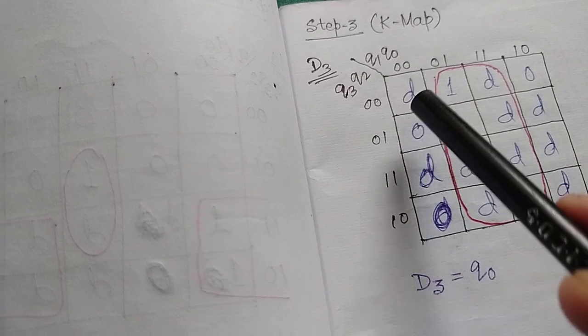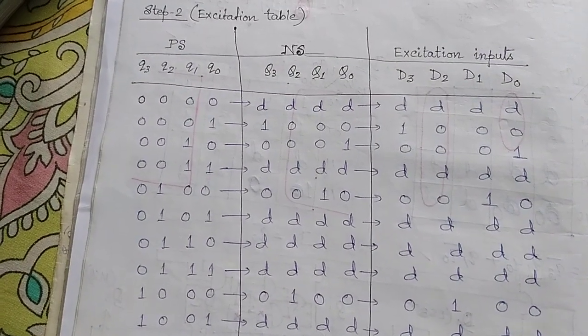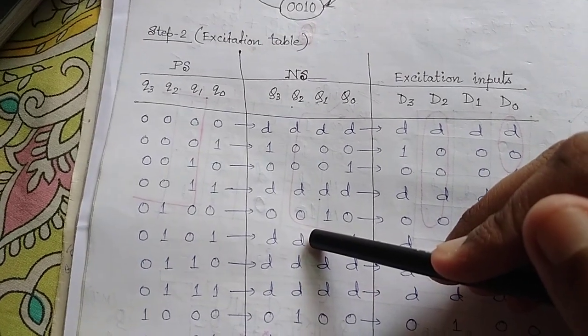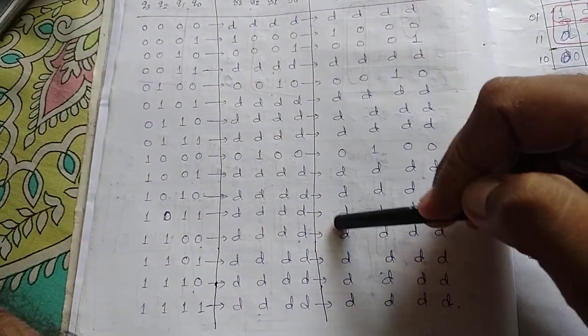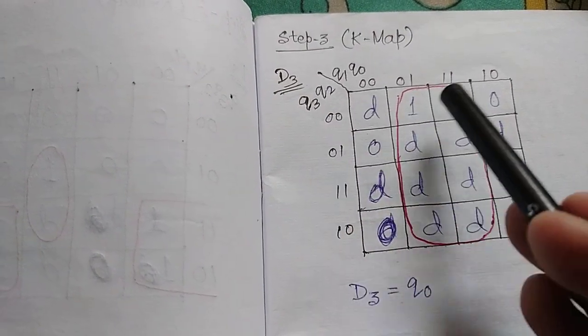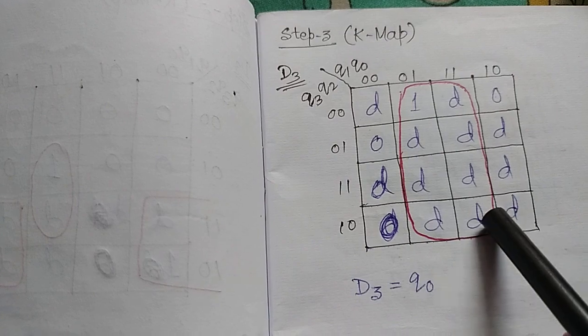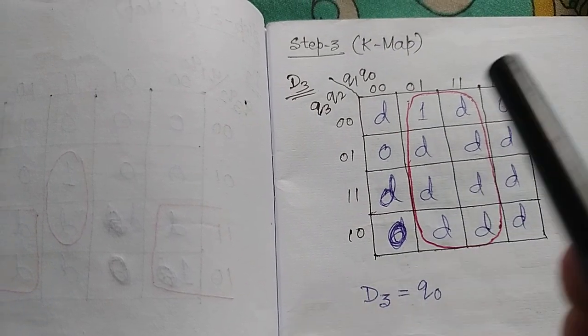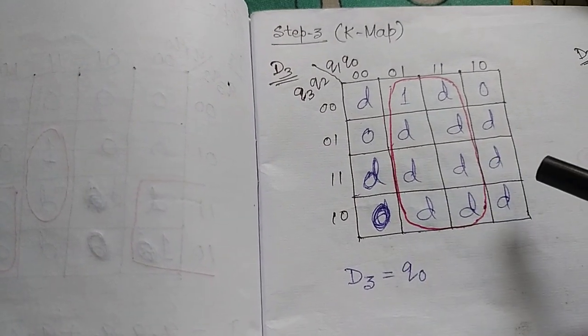Then after that you need to put all the values in the K-map from that excitation table. So my 16 combinations of D3 are put here. Then the rest, 0 D, 0 D, D D, then 0 D, D D and D D, D D. Now what you will have to do is make pairs.